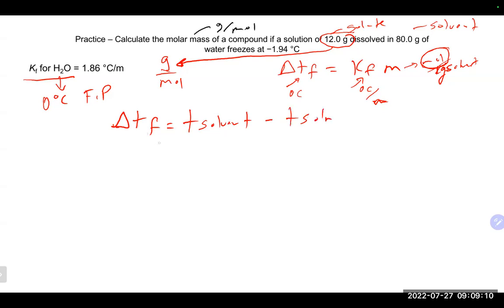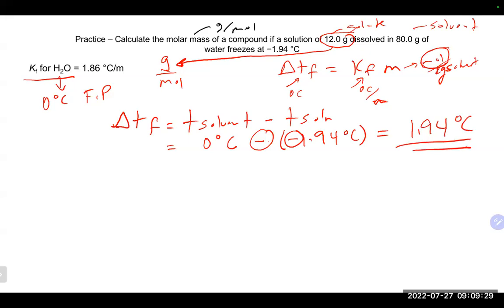So to calculate the change in freezing point temperature, the temperature of our solvent would be 0 degrees Celsius minus the temperature where this solution freezes, which is minus 1.94 degrees Celsius. We need to do this step because the negative and negative will now give us a positive number for the change in freezing point temperature, so we don't end up with any negatives where we don't want it. Now we do have the change in freezing point temperature, which is what we need for our formula here.